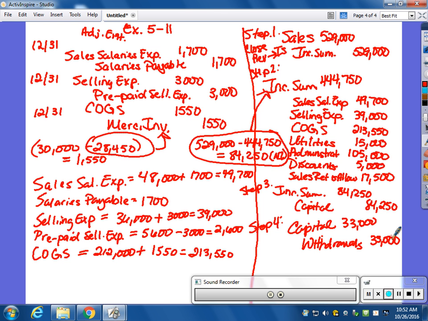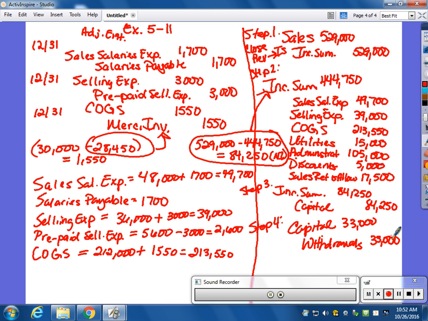Because withdrawals is a what type of account? Debit. Temporary. Permanent accounts are not closed. Temporary accounts are. What are our temporary accounts? Revenues, expenses, and withdrawals. I think y'all are trying to get to whatever's the end. Go towards the light. So we get discombobulated.